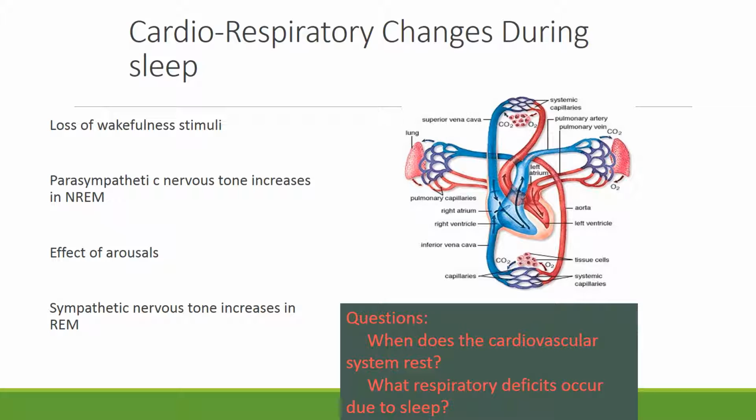So the point here is that an arousal, or a brief awakening in our brain, will increase our sympathetic tone, our respiratory rate and depth, our heart rate, and our blood pressure. So it's going to put more work on our heart, or our myocardial workload is going to increase as we arouse each time.